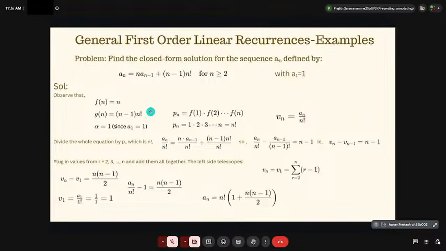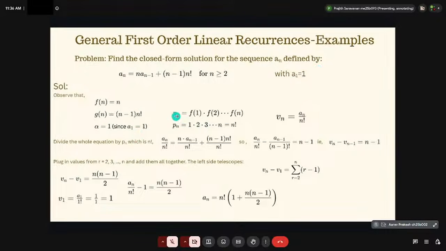Yeah. So let's consider this example. The strategy to solve this one is also very unique. When we see this example, we can see a coefficient of n and n minus 1 into n factorial. So we'll let this part be f of n and this part be g of n. Now alpha is the first term. So the first term is 1, it's given.